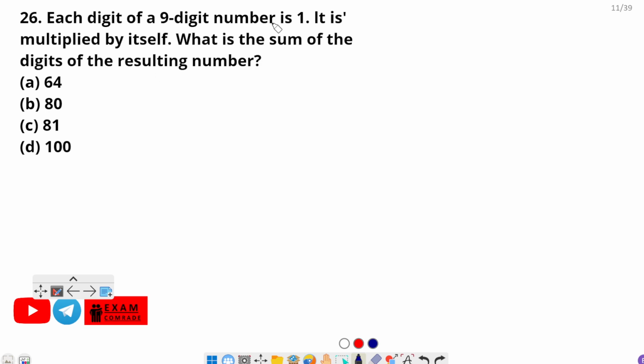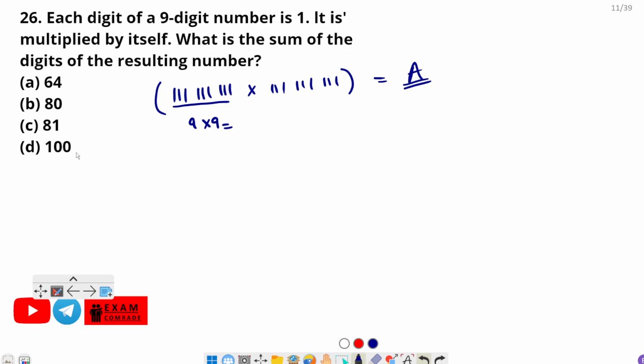Each digit of a 9 digit number is 1. It is multiplied by itself, so there is a number like this, with 1 nine times. What is asked is the sum of the digits of the product. We can do it by digital sum. The digital sum is 9 into 9, so the answer will be a multiple of 9.